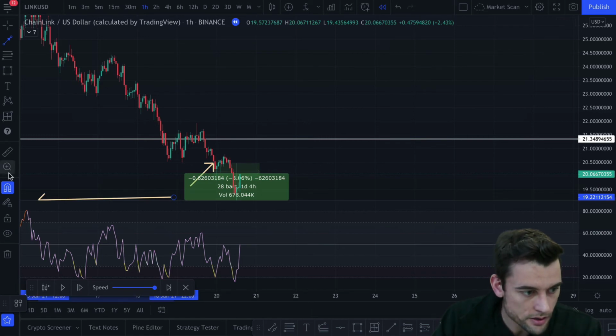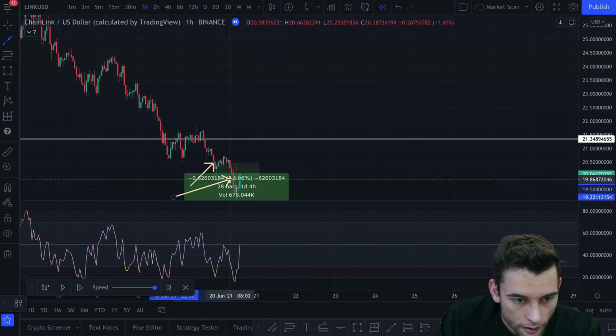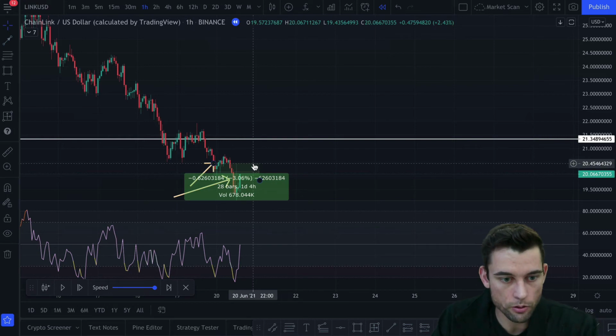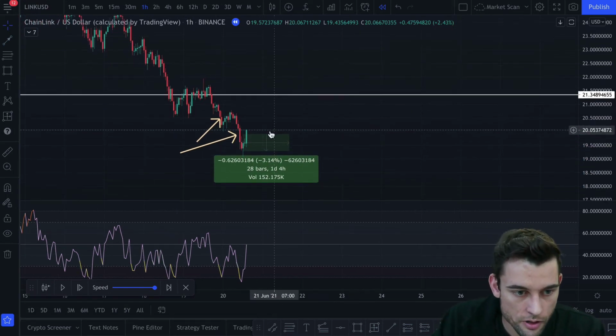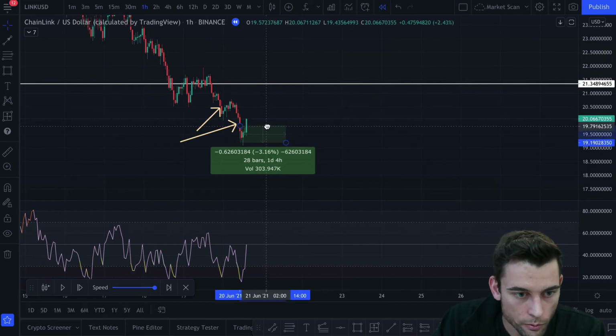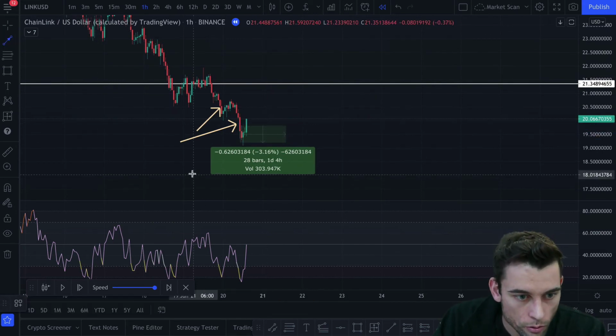Right around here's where safety order number 1 would have been hit. And then would we have another 3% drop after that? Yes, we would have. So then safety order 2 would have been hit right around here.